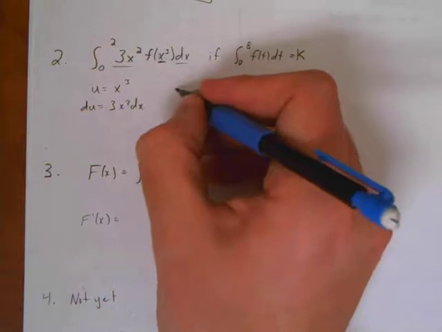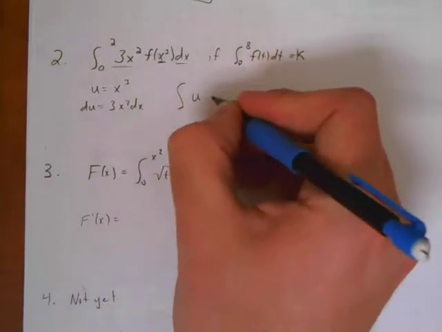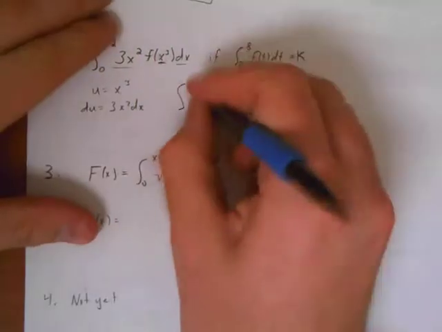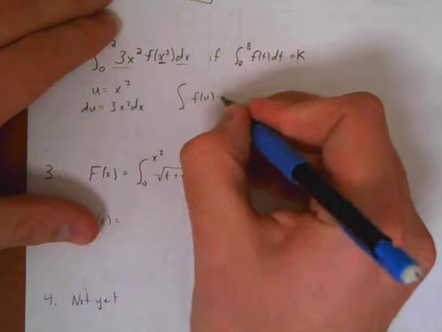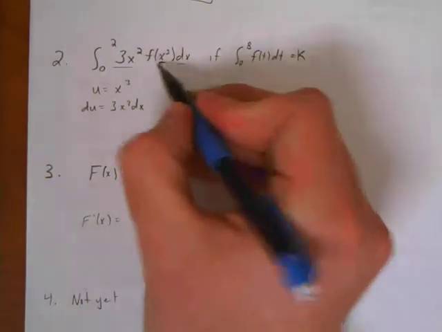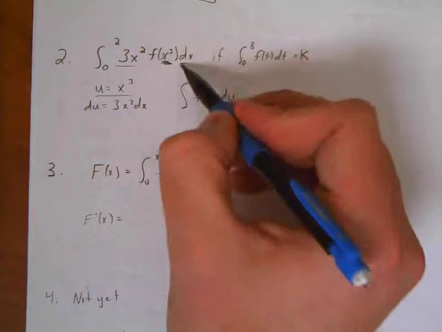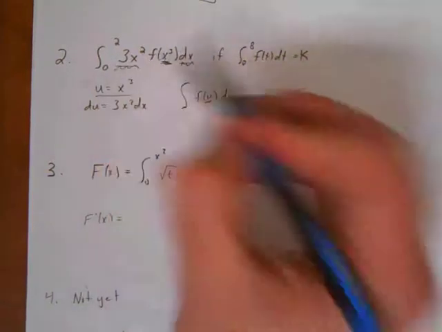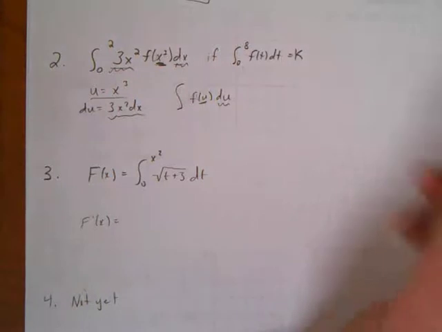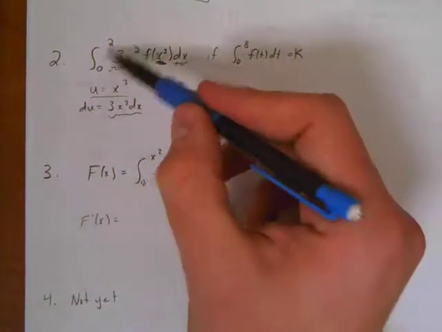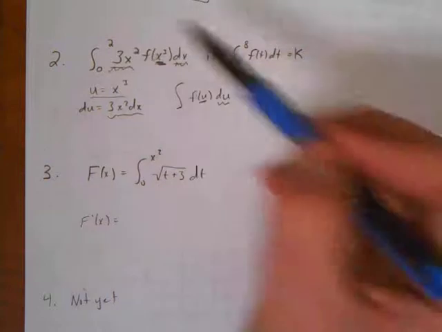So if we were to write our new antiderivative, our new integral here, we get this. I replaced x cubed with u, and I replaced 3x squared dx with du. And everything else is exactly the same. The only thing I didn't change is my boundaries for x here. x was going from 0 to 2.